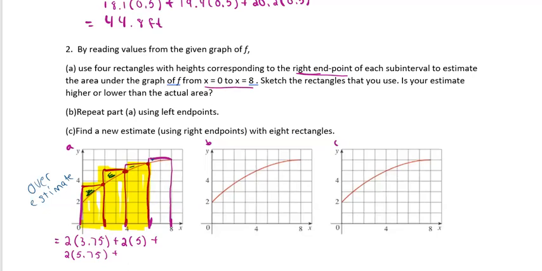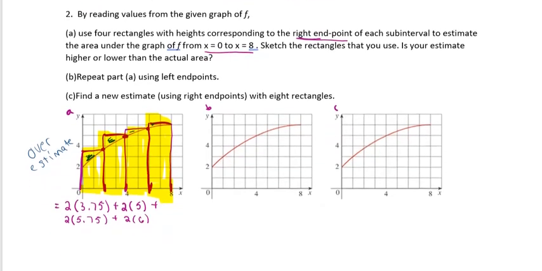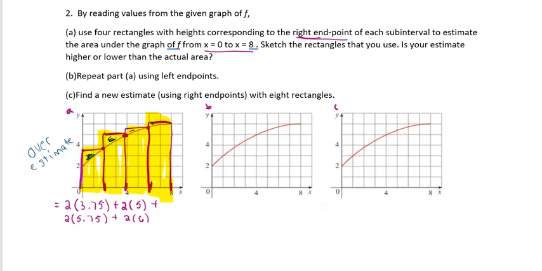And then for our last interval, we have a base of 2 and a height this time of 6. There we go. So now we've been able to figure out the area of each rectangle using base times height. And if we add all of those together, it looks like it works out to be 41.